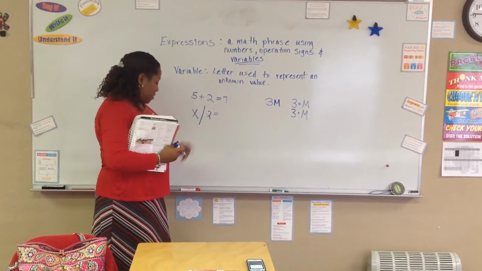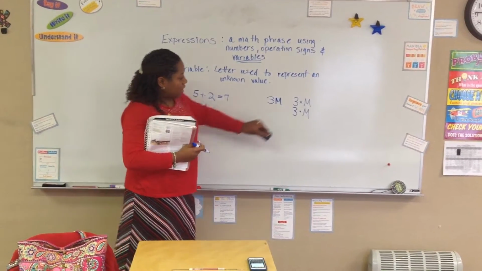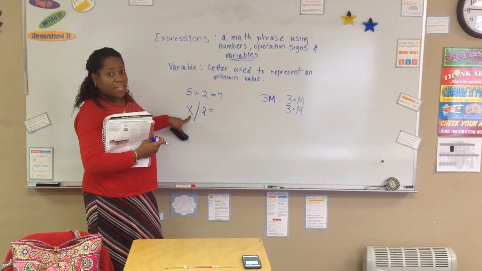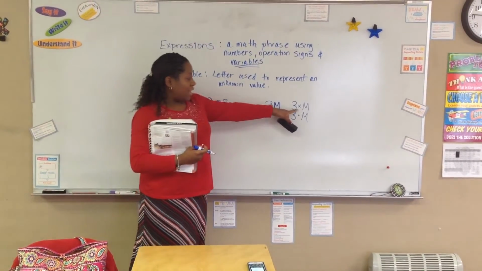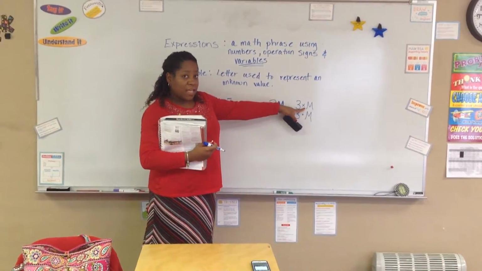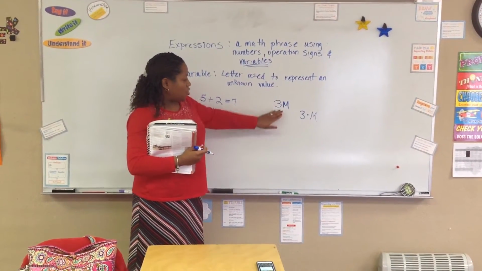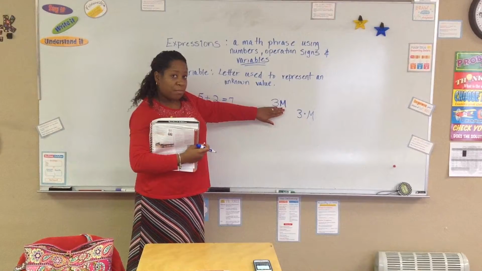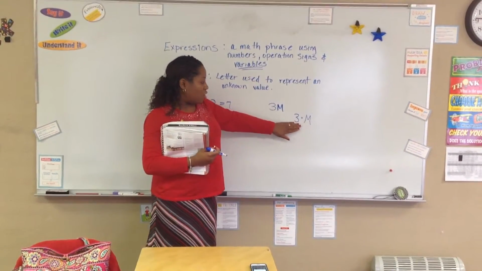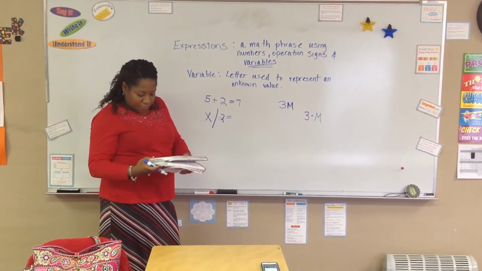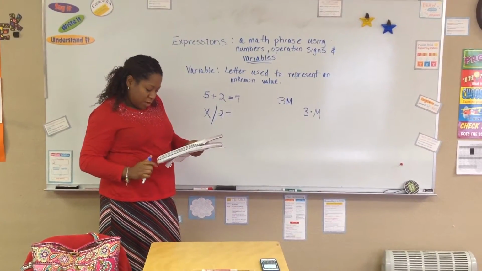Now, when you get up to Miss Bolay, she does not care for this X, because look why. If I'm using X as my variable, and then I'm using X as a multiplication sign, it can get confusing. So you will see me sticking to the letter right next to the number, which means multiply, or a dot in the middle, which means multiply. Okay? Let's listen to another one.